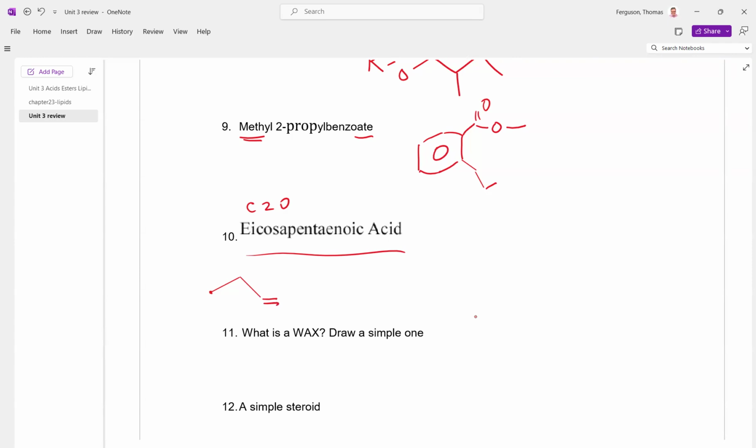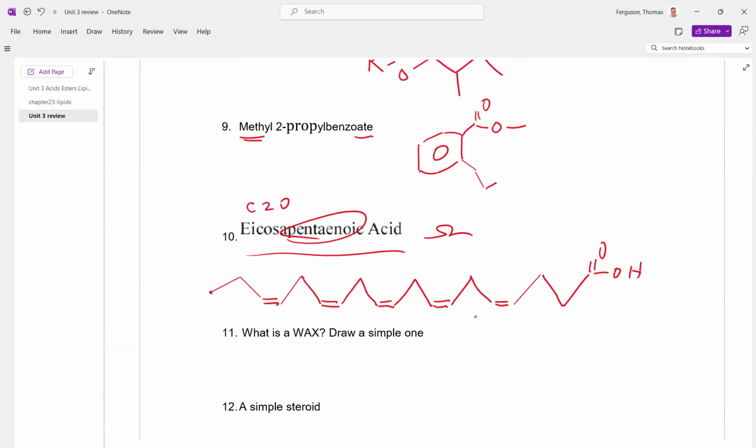I'm going to do all cis on here. Okay, so that's 1, 2, 3, 4. And then they alternate like that. And there are 5 of them. So I'm going to go 1, 2, 3, 4, 5, 6, 7, 8, 9, 10, 11, 12, 13, 14, 15, 16, 17, 18, 19, 20. So because it's an omega-3, you can use that trick to draw it. And because it's penta, we know there are 5 double bonds in there.